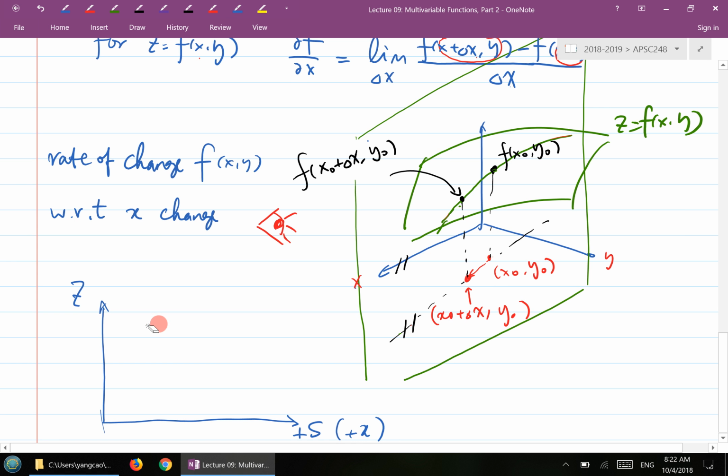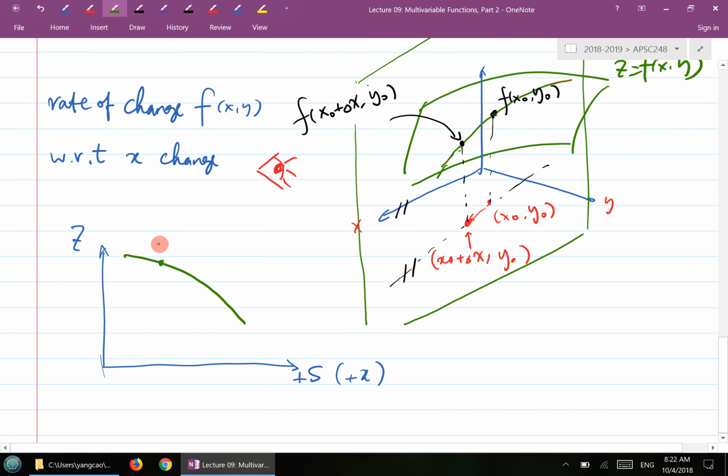Let me use the green one here. We see that curve, and we see f(x naught, y naught), and also f(x naught plus delta x, y naught). That's what we see, right, if you put yourself in that perspective and look into this whole thing. So now, talking about the rate of change of this function, you're talking about what will be the change from here to here, divided by delta x.